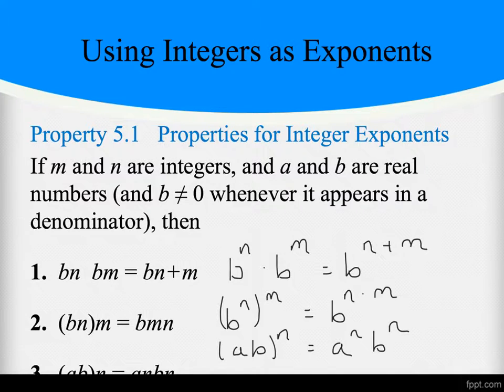The second property reinforces the multiplication property, that if you have one base but it has an exponent inside the parentheses and another exponent outside the parentheses, that's when you multiply exponents. The third property displayed here is the one that I like to refer to as the distributive property for exponents with multiplication. And that just means that if you've got a product inside the parentheses with an exponent outside, you basically distribute that exponent to everything inside the parentheses.